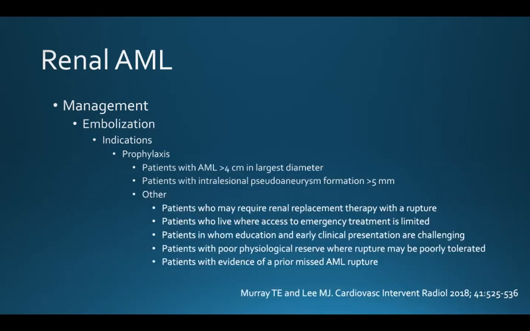The most common indications that you're probably familiar with include prophylactic embolization to prevent rupture, and this can be done in patients with AMLs greater than 4 centimeters in largest diameter and patients with intralesional pseudoaneurysm formation that are greater than 5 millimeters. There are some other indications as well, including patients who may require renal replacement therapy if a rupture should occur, patients who live where access to emergency treatment is limited, patients in whom education and early clinical presentation are challenging, patients with poor physiological reserve where rupture may be poorly tolerated, and patients with evidence of a prior missed AML rupture.